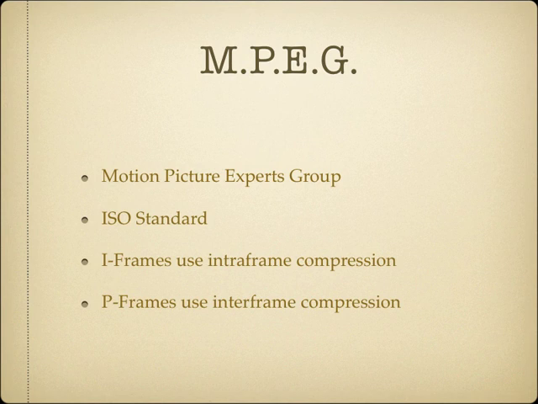So MPEG is a standard used for video compression, and in much the same way as JPEG was devised to end the madness of multiple formats across multiple platforms that were incompatible with each other. Fresh from the success of JPEG, the good minds of the day decided to tackle video and came up with MPEG, which is Motion Picture Experts Group. And that's an ISO standard. It uses I-frames for intra-frame compression, P-frames, the predicted frames, for inter-frame compression, and as we saw, it also uses B-frames for bidirectional compression.